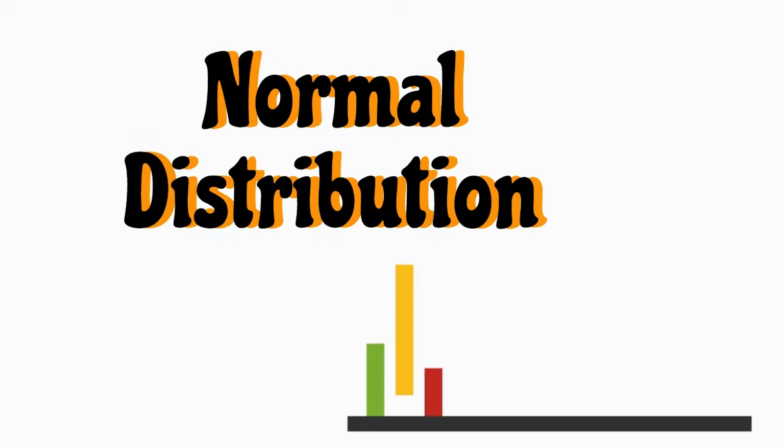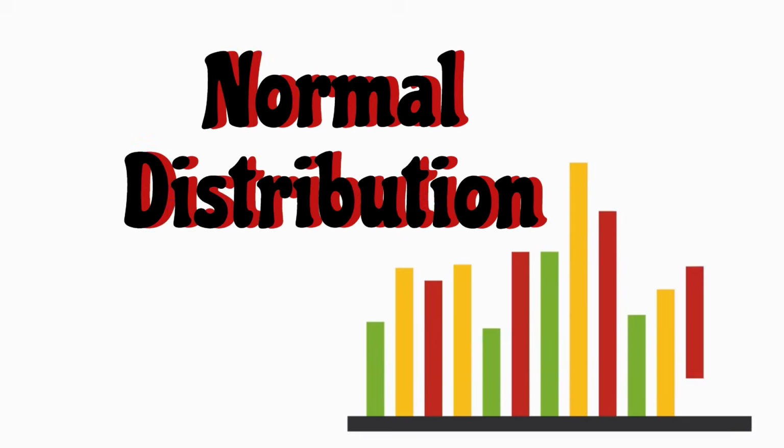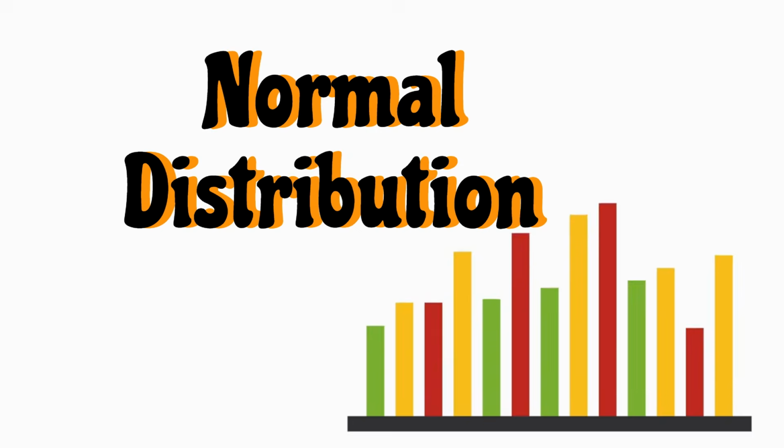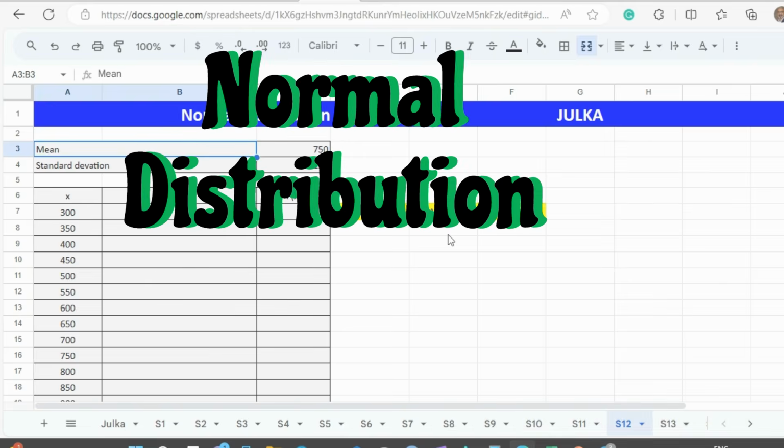Hello everyone. Today we will talk about normal distribution, how to calculate the probability of different items in normal distribution. We will explain with the help of an example.